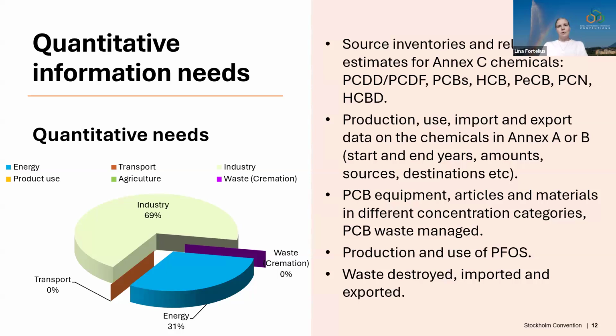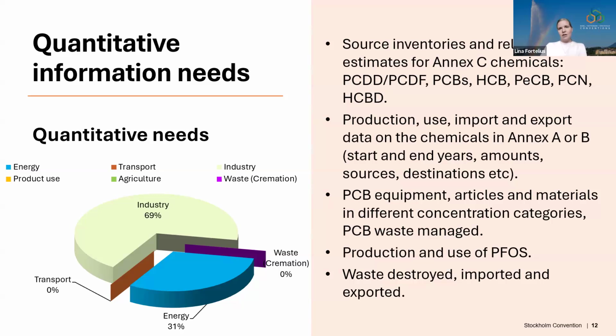Some of the needs for the report are qualitative and some are quantitative. So here is a summary of numerical information that you should try to identify. So source inventories and release estimates for the 6 chemicals or groups of unintentionally produced POPs in Annex C. I think it's 7. Well, I will get back to that. This information may not be available for all groups, but you do the best you can. Sometimes inventories are more detailed and sometimes could be more general estimates.